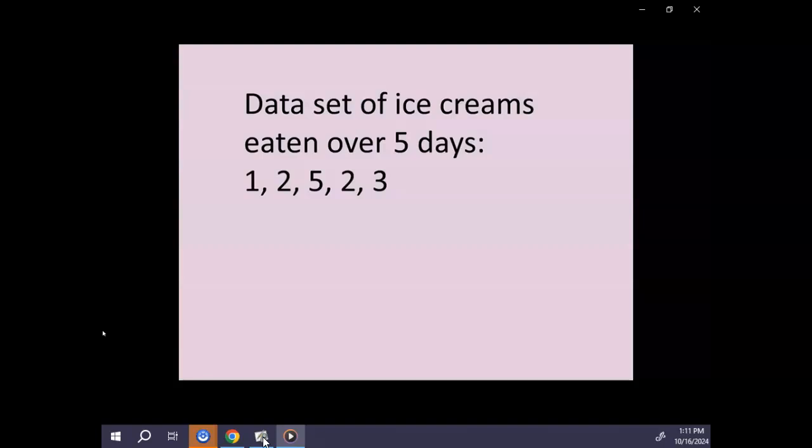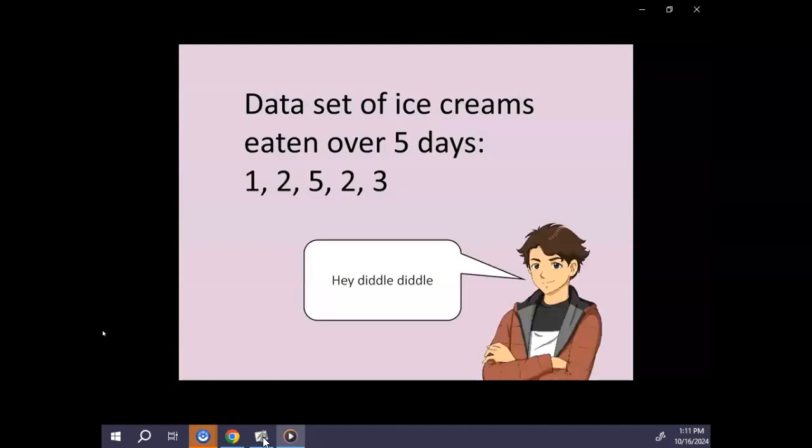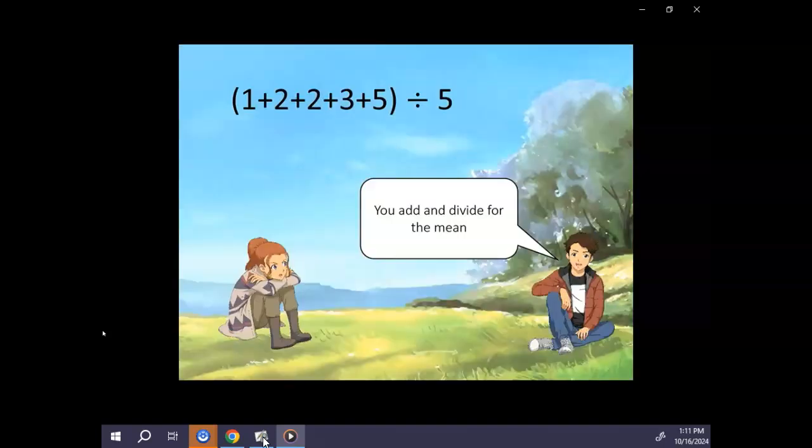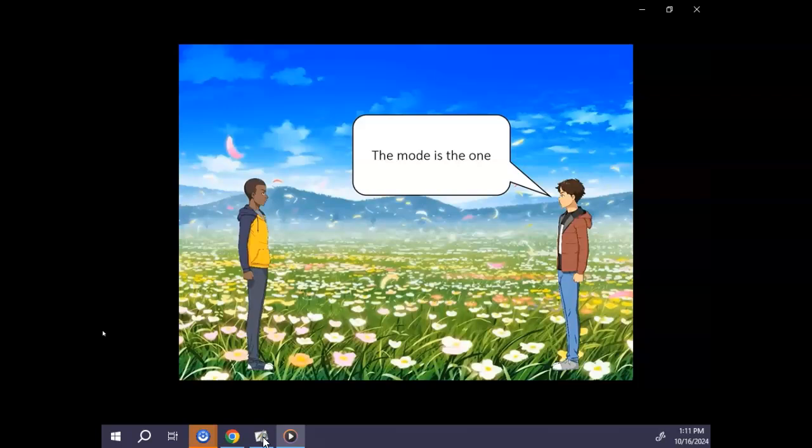You got two more slower times. It'll speed up. Hey, diddle, diddle. The median's the middle. Come on. You can do it. Sing now. You can sing now.